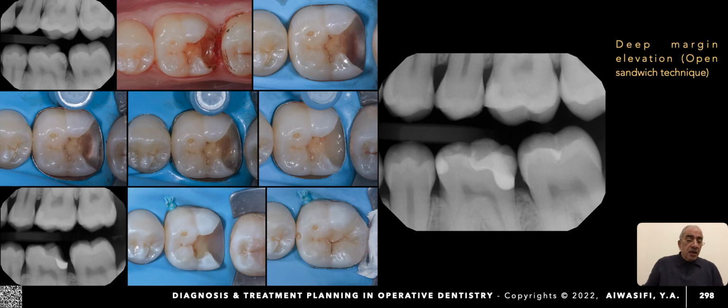Another case: you can note in the bitewing that our margins seem to be at a lower level, but not encroaching on the biological width so far, but we are afraid of that.